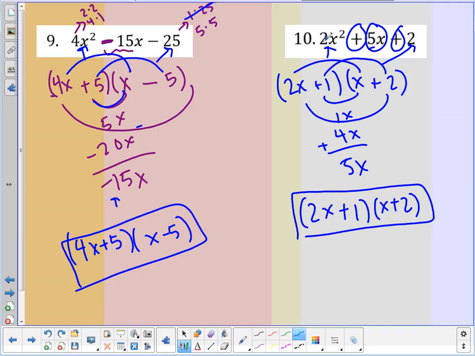But using the x will work for you every time. So if that's the method that works for you, that's fine by me too. However you want to factor it works. We just want to give you multiple options so that you can use what works best for you.